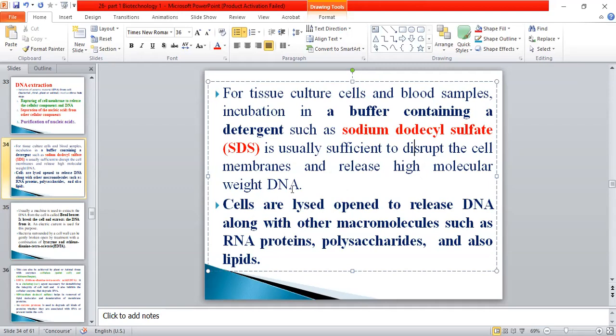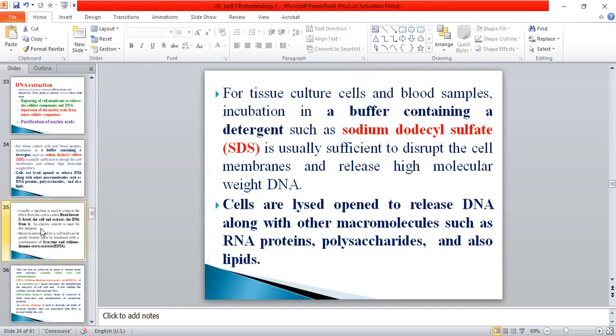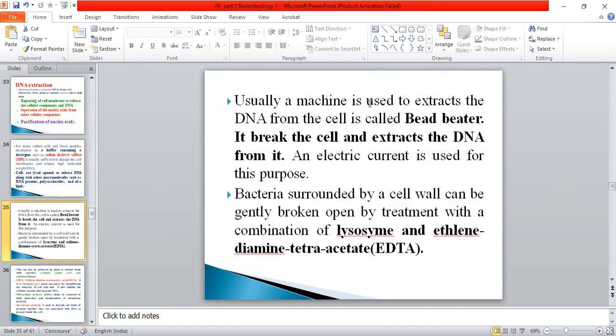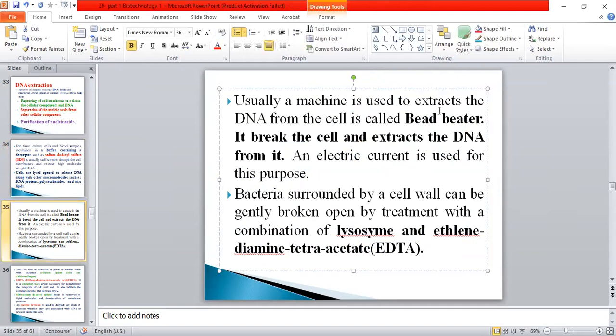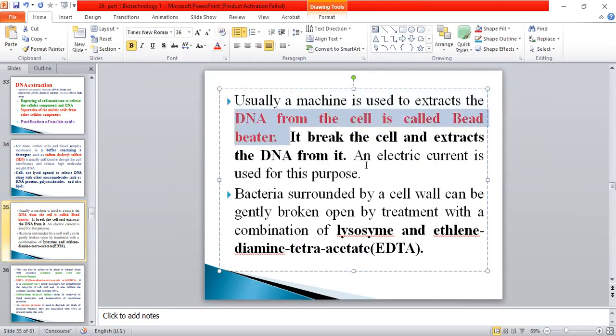Anyhow, here we should know what a buffer system is. Sodium dodecyl sulfate is usually sufficient to disturb the cell membrane and release high molecular weight DNA. The cells are lysed, opened, to release the DNA along with other macromolecules such as RNA, protein, polysaccharides and lipid molecules. That we already discussed, isn't it? Usually, a machine used to extract DNA from the cell is called a bead beater. Don't forget, my dear, how DNA molecules are extracted from the cell.